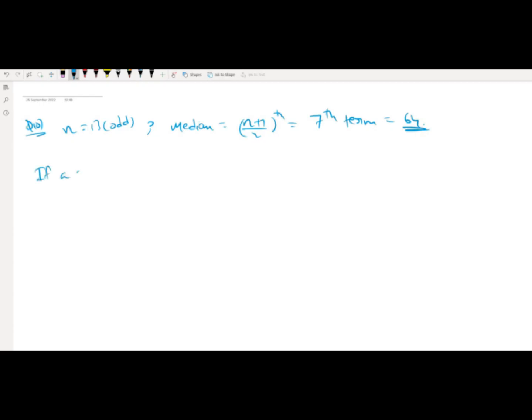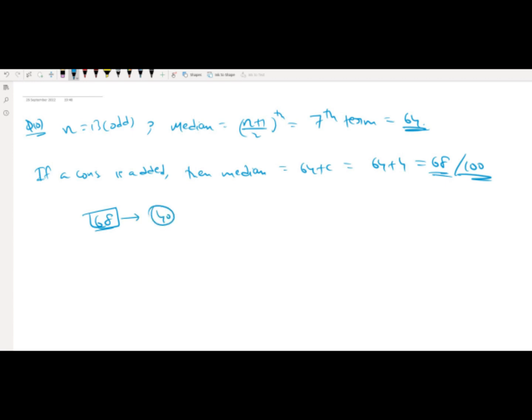If a constant is added, then the median is 64 plus c, which is 64 plus 4, 68. This is our median upon addition of 4 to every data element. But this is on a 100 point scale. Please note this, guys. Now, how do you find it on a 40 point scale? On a 100 scale, it is 68. How can we find the corresponding value on the 40 scale?